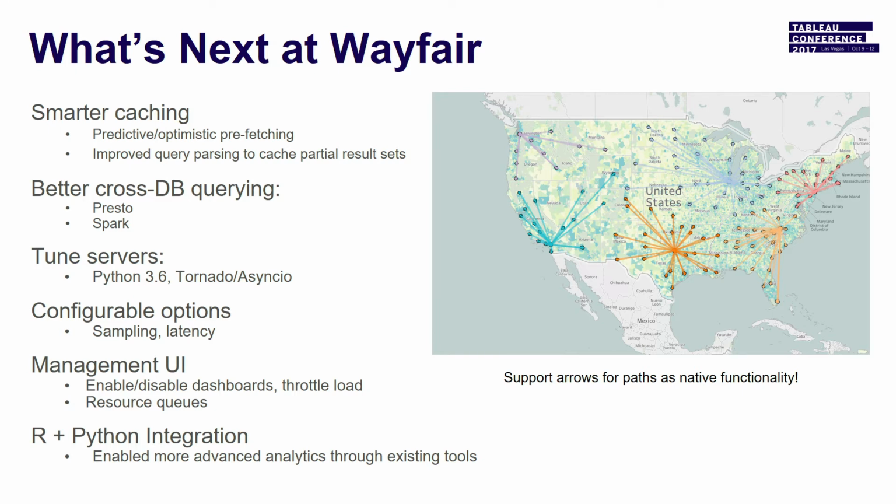The current system we have for querying across databases works, but it requires some configuration. It isn't very transparent. We'd love to have a better system for that. We're looking at Presto. We already have Spark. We just need to integrate it in. There's a lot more we can do with the servers, like getting them on the latest and greatest, essentially.